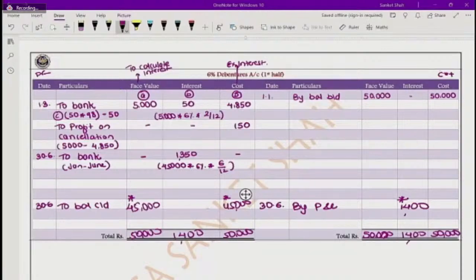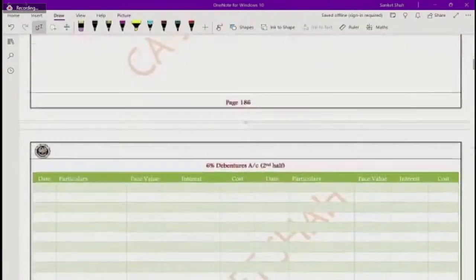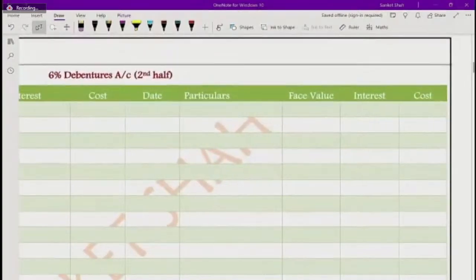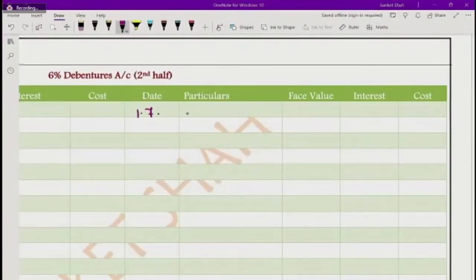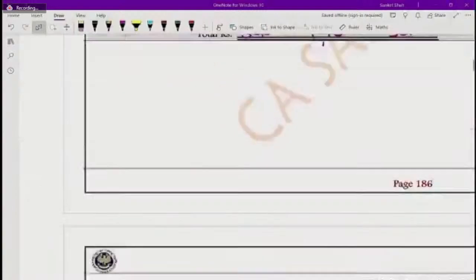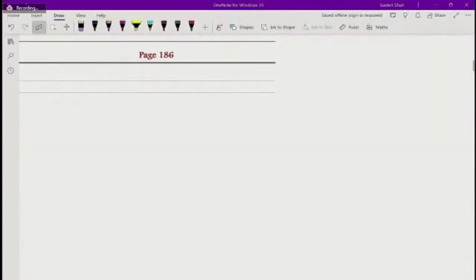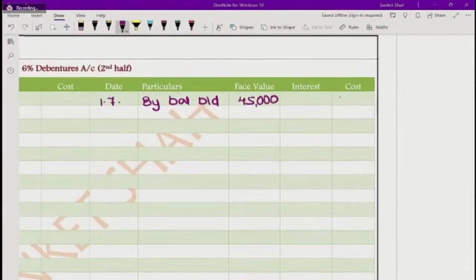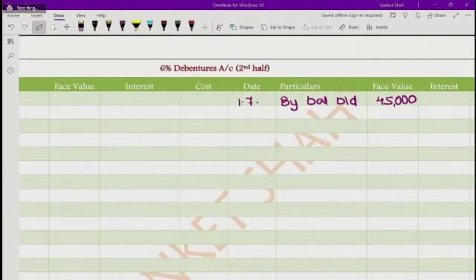Yes. Don't write anything. Now second half. Yes, we will start from 1st July. Very good. What are we going to write? By balance brought down. How much? What was carried down last half year, beta? 45,000. So brought down is also 45,000.